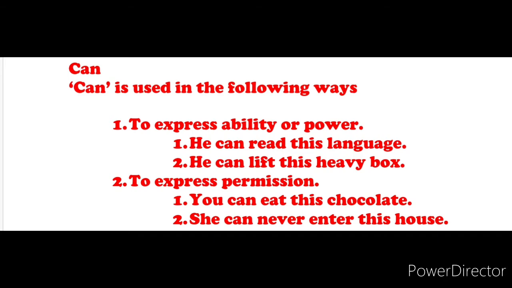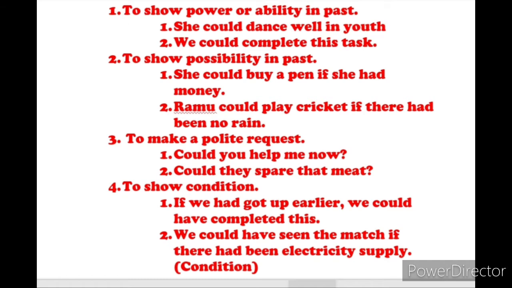Now the second modal is could. Could is used in the following ways. First, to show power or ability in the past. Whatever we use can for in the present, we use could for the past. To refer to the past mood or attitude of the speaker, we use could. So we use could to show power or ability in the past, to show possibility in the past, to show a condition, or to make a polite request.